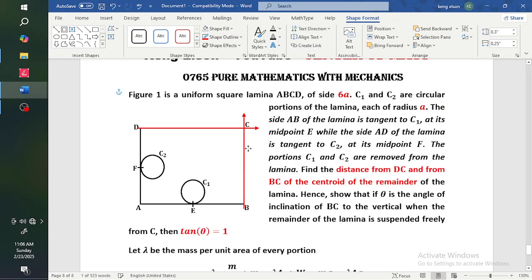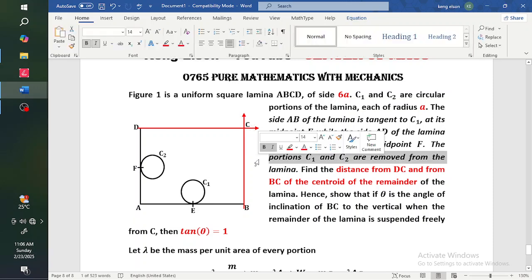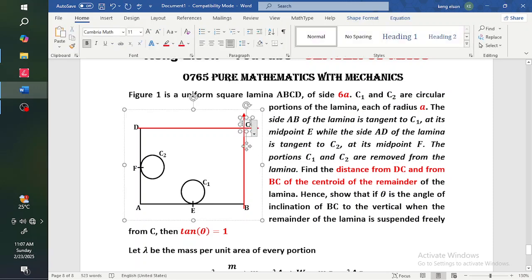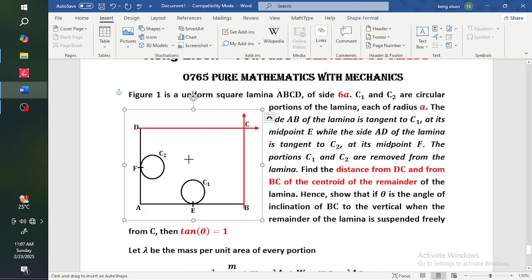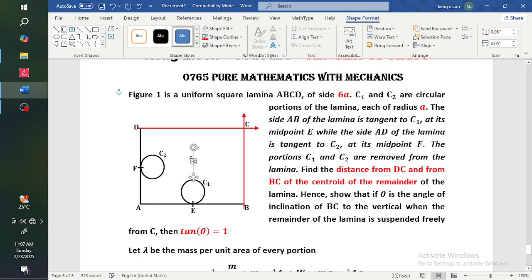Now, if that is the case, it therefore means that this point C here is like the origin. So any distance to the left is negative, and any distance below is also negative, because if this is the origin, anything to the left is negative. Now let us indicate the center of mass of the figure. The center of mass of the square is lying at the center.